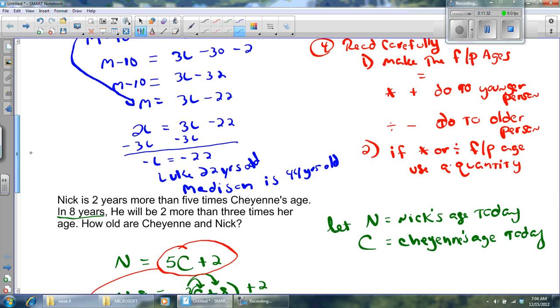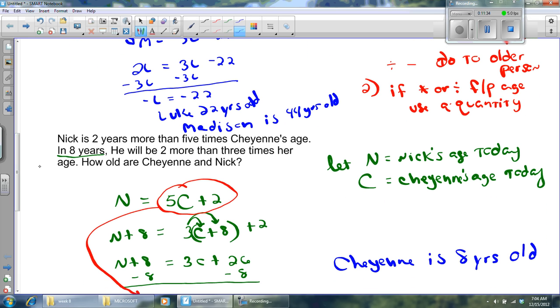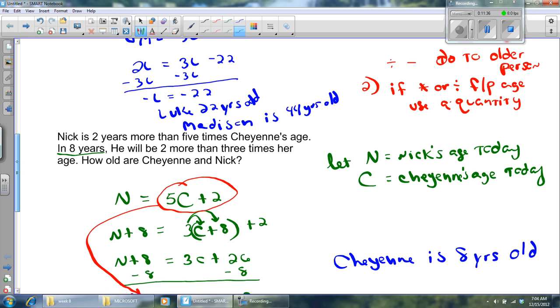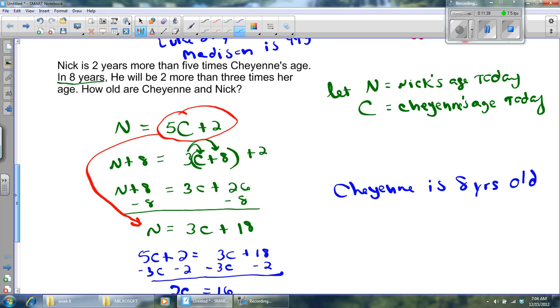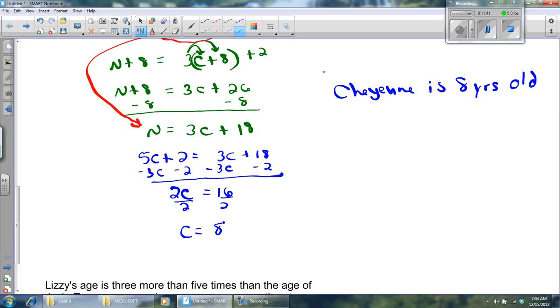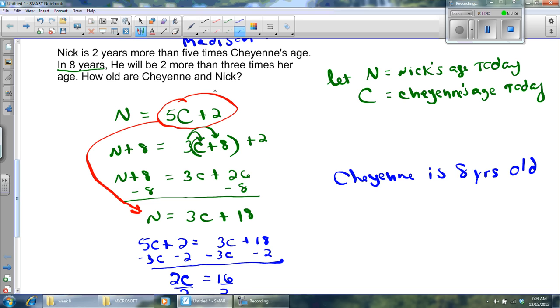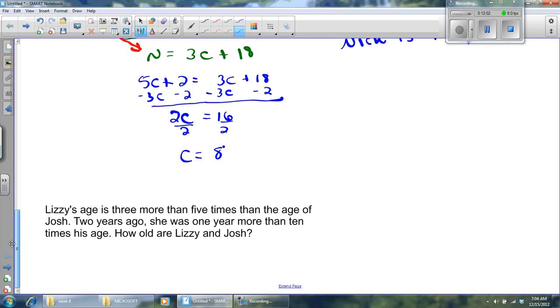Hold on 1 second. Oh, no, I'm right. Nick is the older one. Cheyenne is the younger. Nick is 2 more than 5 times Cheyenne. In my mind, I was thinking Cheyenne was the younger one. All right, so now to figure out Nick's age, I can use this equation, putting an 8 in for c. So 5 times 8 is 40, plus 2 is 42. So Nick is 42 years old.